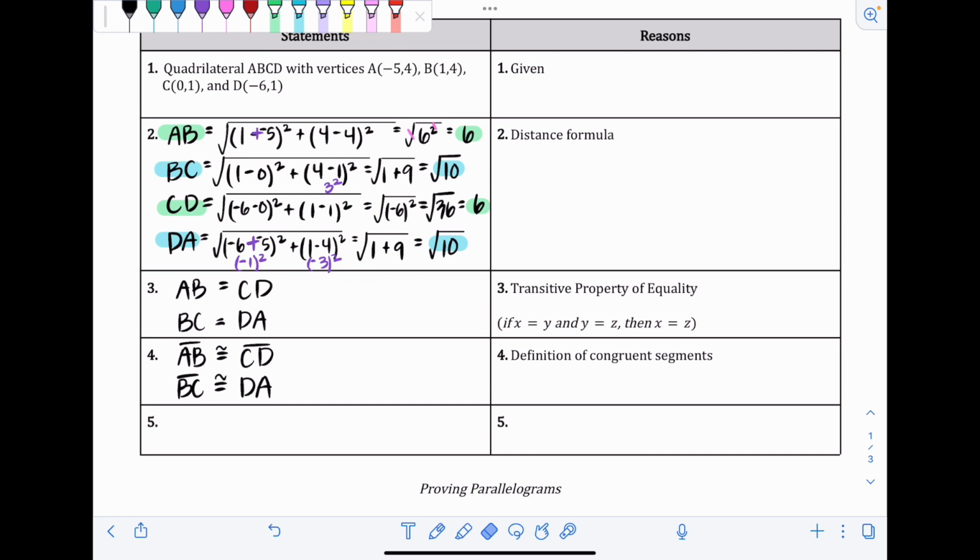So we just need to wrap up our proof. We can say that ABCD is a parallelogram, and the reason is if both pairs of opposite sides of a quadrilateral are congruent, then the quadrilateral is a parallelogram.